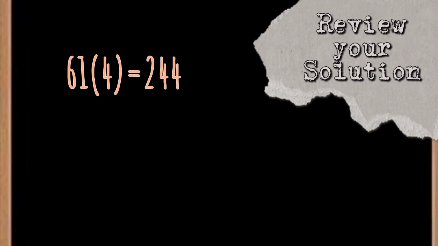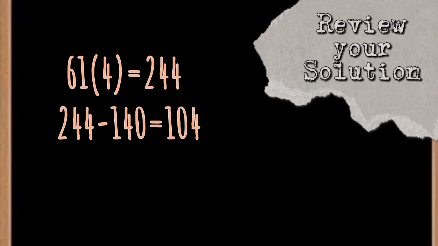If we check our solution, we need to review our solution. So 61 multiplied by 4 is 244. 244 minus 140 equals 104. So our answer 61, using the backwards method, is correct.